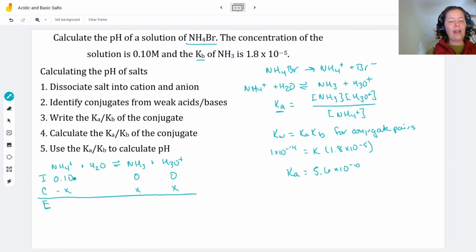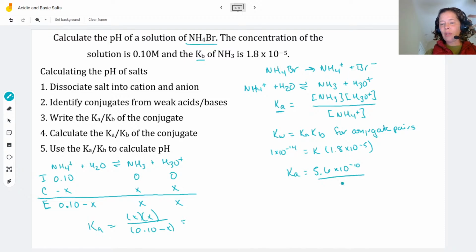Now we just add down the column. So this is 0.10 minus x. This is x, and this is x. So now we just plug into our expression for Ka here. Ka is equal to, again, going back here, my products, which are x and x, divided by my reactant, which again is my ammonium right here, 0.10 minus x. And of course, this equals our value for Ka, which we calculated right here, 5.6 times 10 to the negative 10th.